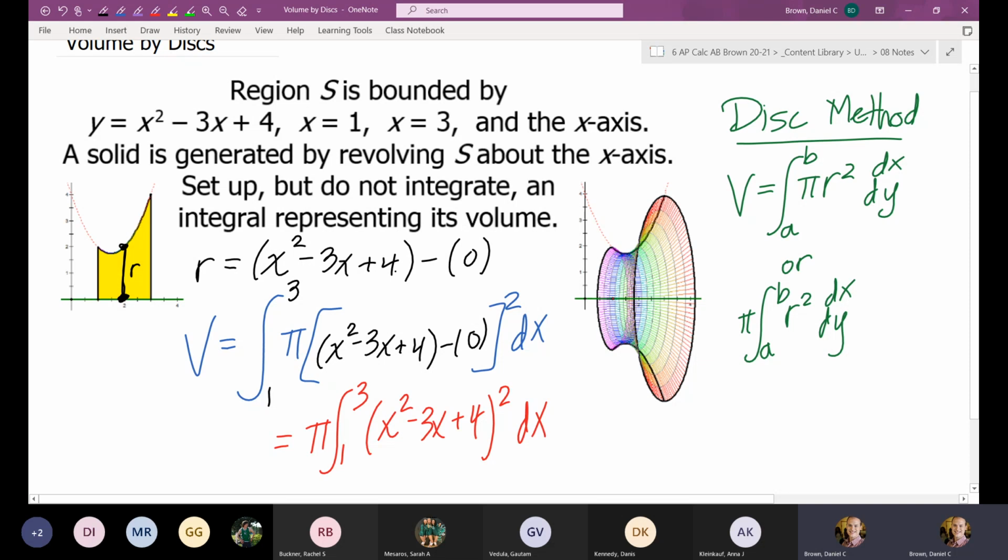How do you find that expression for r? Same thing we did for the base for cross sections: top minus the bottom if you're in dx, right minus the left if you're in terms of y. It's important to notice, because we won't get to it until tomorrow, that the disk method is used when you have a solid figure. So there's no empty space when we rotate that around, no hole in the middle like a donut. So it is going to be called the disk method.